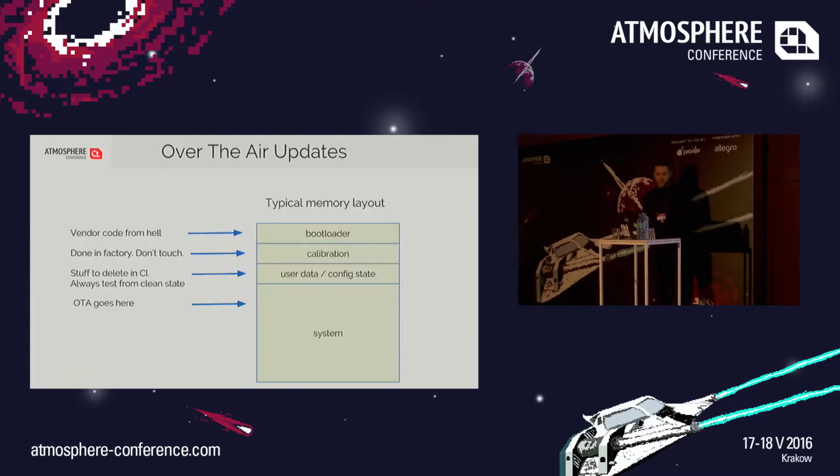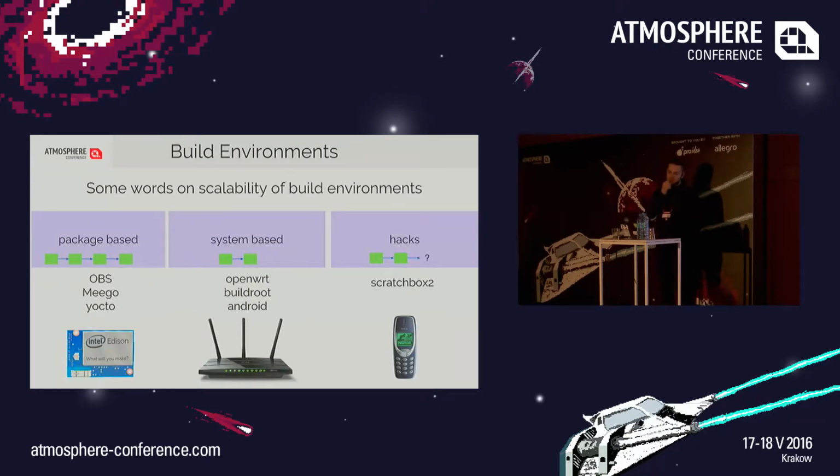Right. Quick word on how the build environment fits into the delivery pipeline, or basically how they fit into the delivery pipeline at scale, which is really important if you think in scale, which you should if you do a hardware startup. I think there's 3 different categories of build systems for embedded systems.